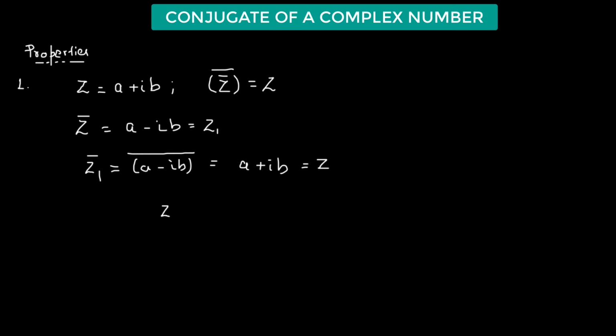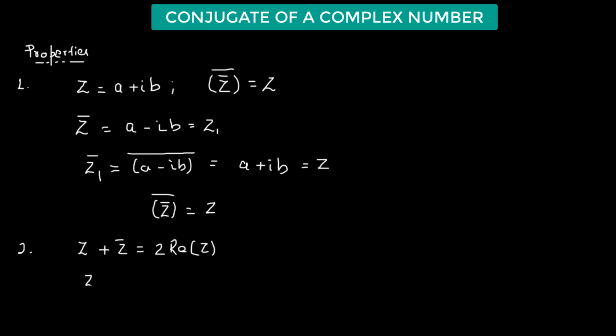So the conjugate of the conjugate of z is equal to the original complex number. Now we go to the second one, which says that a complex number when added to its conjugate gives us 2 times the real part of z.